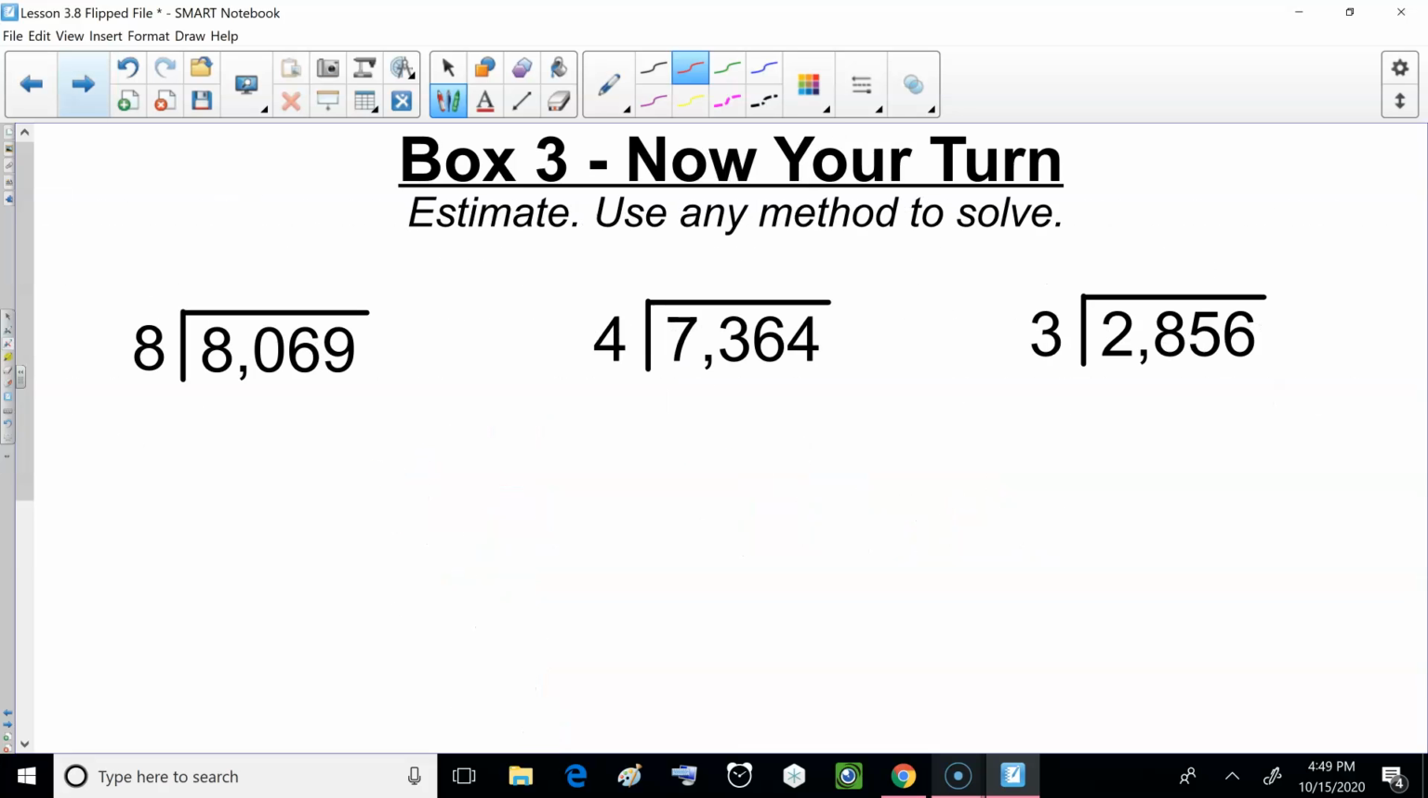You can draw a line after your examples, and now put box 3. Now your turn. You're going to estimate like we did before and use any method to solve these 3 problems. 8,069 divided by 8. 7,364 divided by 4, and 2,856 divided by 3. So you estimate those out to see what ranges should be in between, and then solve them. So pause the video right now, and good luck.